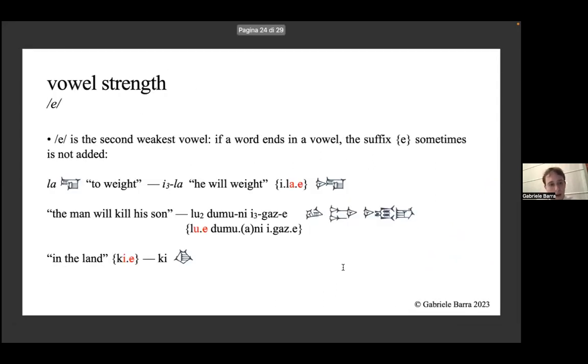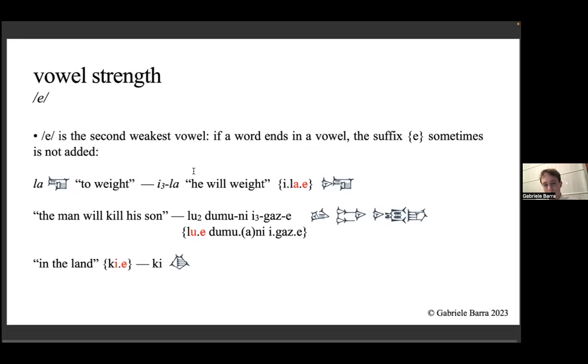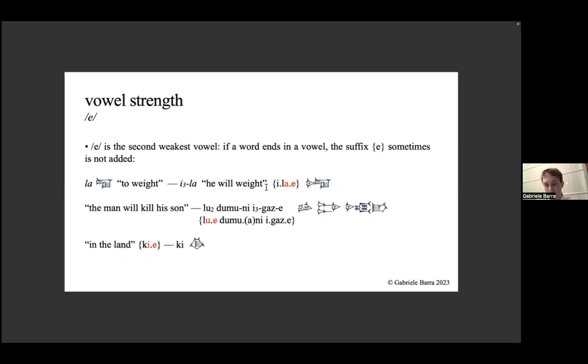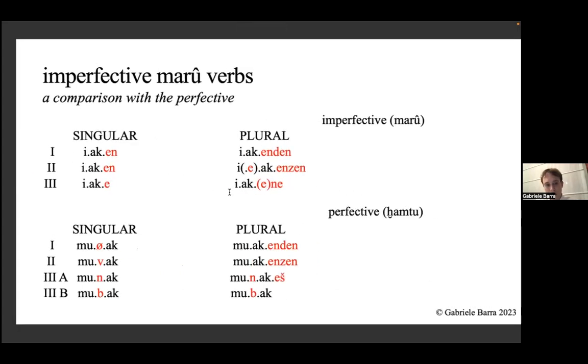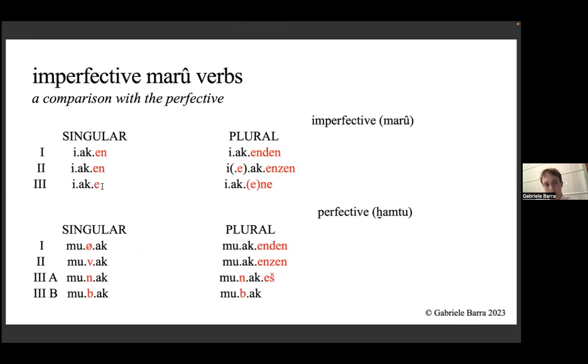I think that is it for the class. Never mind, we still have a. So a is the second weakest vowel. If a word ends in a vowel that isn't a, sometimes the suffix a is not added. So la means to wait, and he will wait. We go back and look at the chart here with the conjugation. He will, so third person, maru, imperfective, future form, gets a final a at the end.